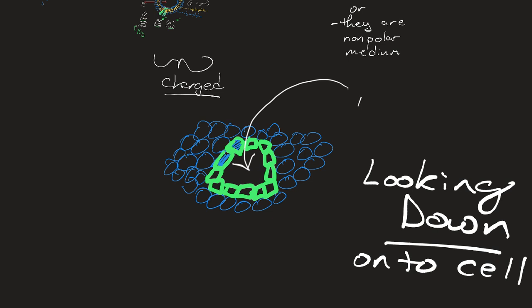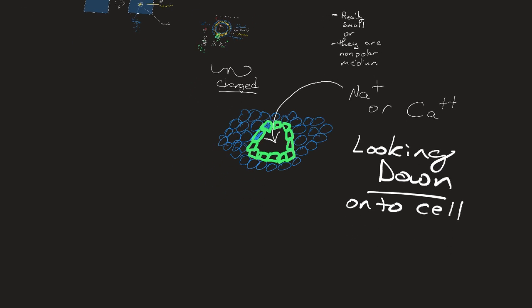So if you have sodium, it might allow calcium. Each one's going to allow a different ion. Each channel, we call this a channel. Do you know what a channel is? Not a channel on TV. Do you know what a channel is?